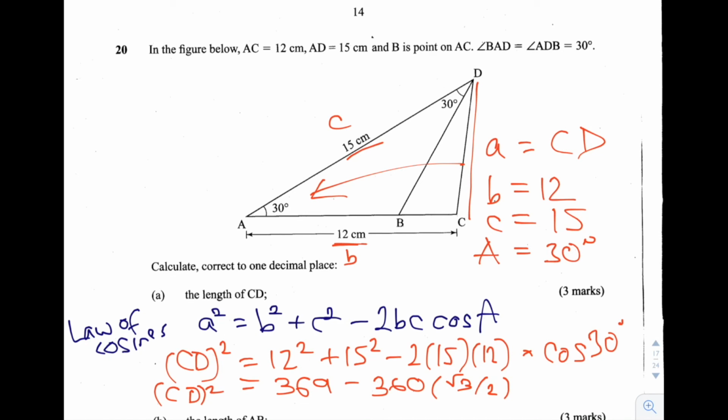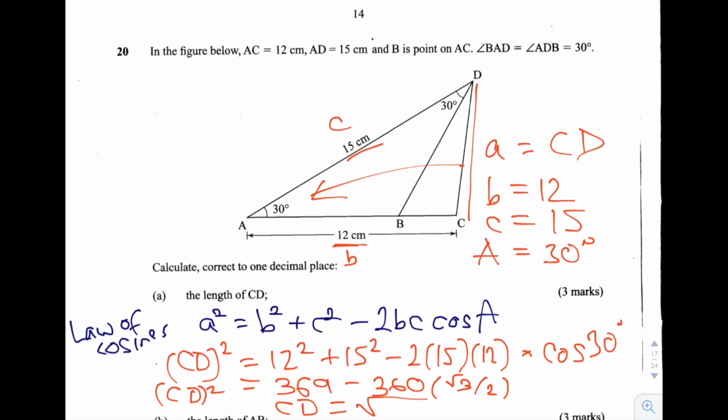And then what we need to do is square root both sides. So what we get is CD is equal to the square root of 57.23, which to one decimal place is 7.6 centimeters. So CD is 7.6 centimeters.